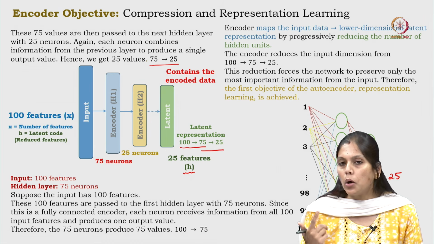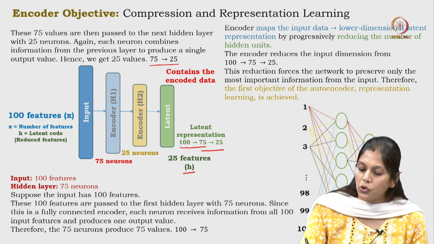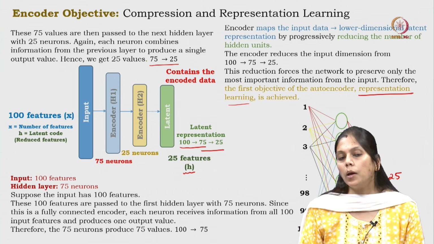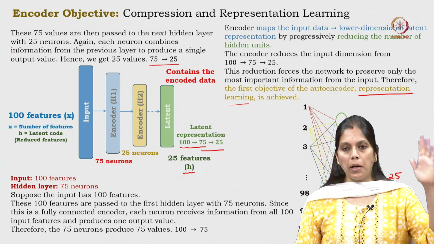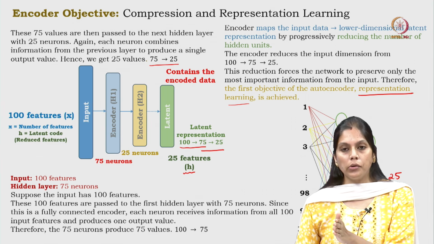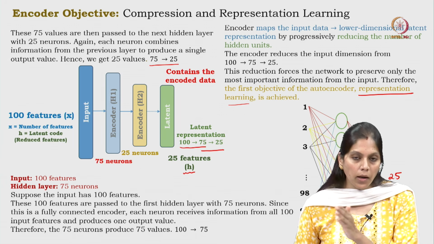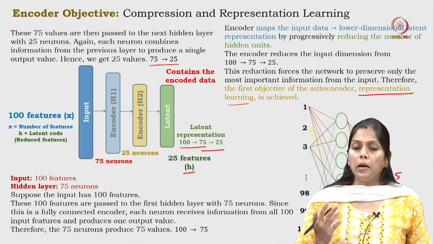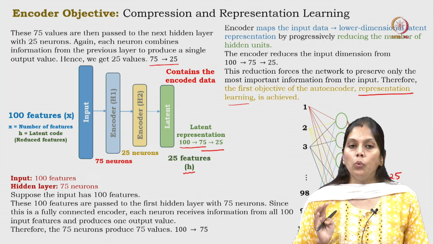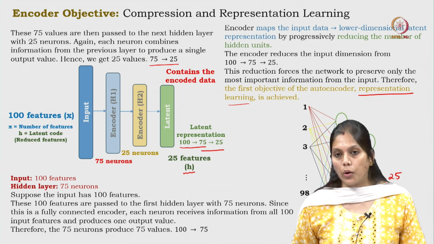So with this, has the first objective of the encoder not been achieved? What was the first objective? The first objective is representation learning. So representation learning is achieved by an encoder. What is the role? Take the input, pass it to an encoder, and make sure you have a reduced number of neurons at a hidden layer. The output of the last hidden layer will be the latent representation, and that latent representation will have a compact representation of the given input, which we call representation learning, the first objective of an autoencoder.